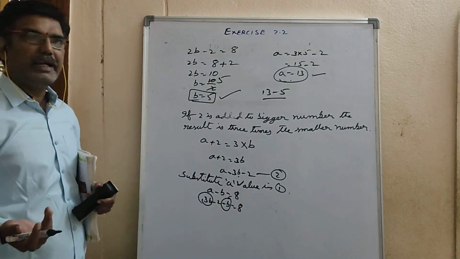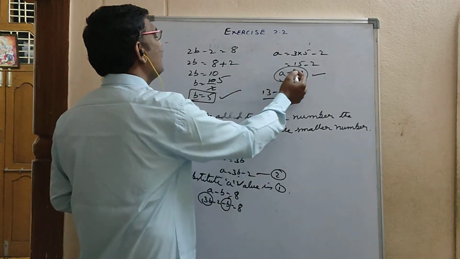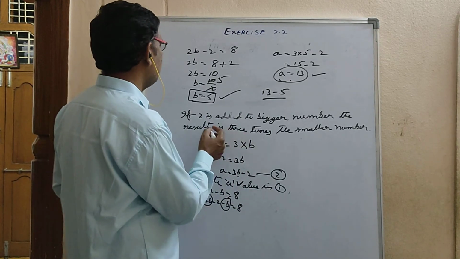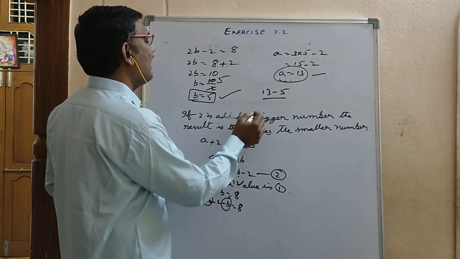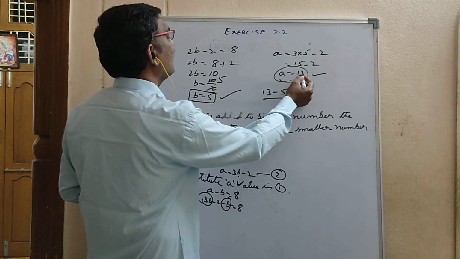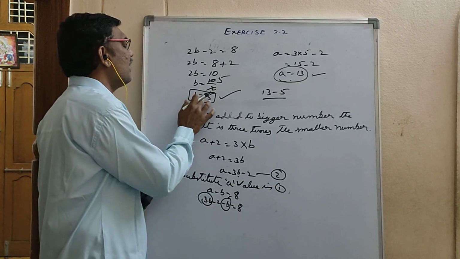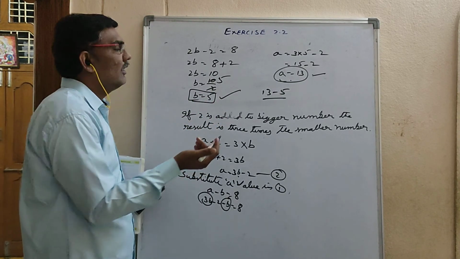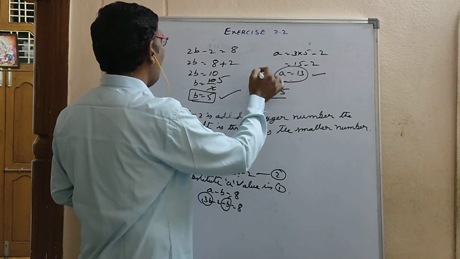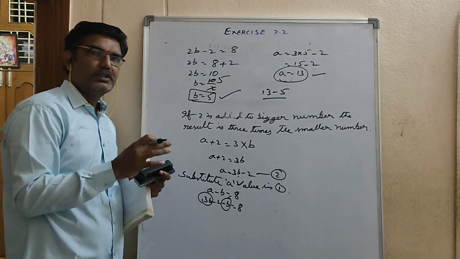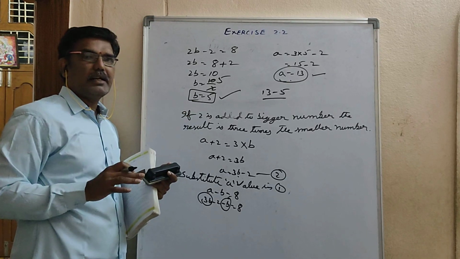13 minus 5 is 8. Difference of these two numbers is 8. And next what he has given here? Second, 2 is added to the bigger number. Bigger number is 13. For this add 2, 15. 3 times the smaller one. 3 5s are 15. If you add 2 to the bigger number, it equals 3 times the smaller one. Both are the same. So our problem is correct.